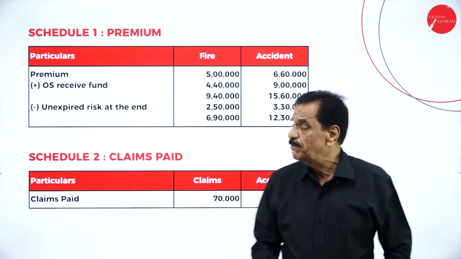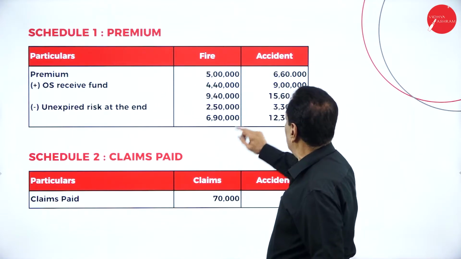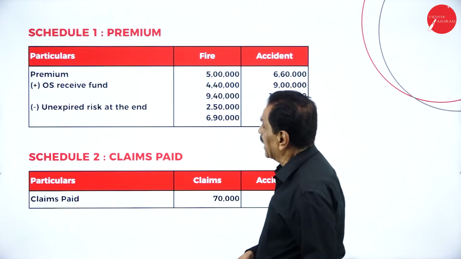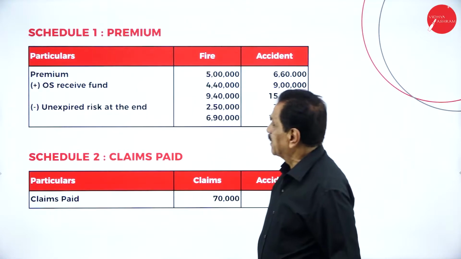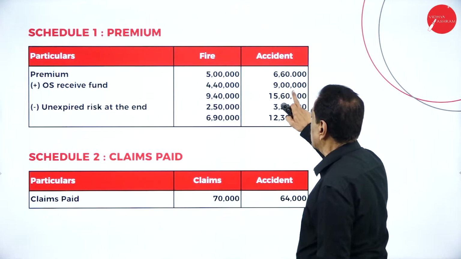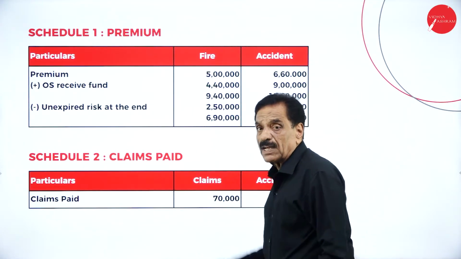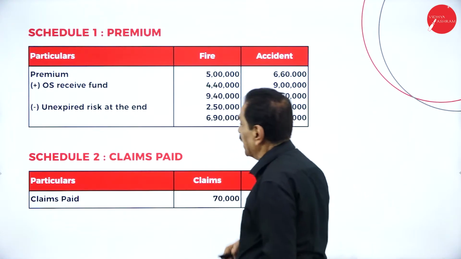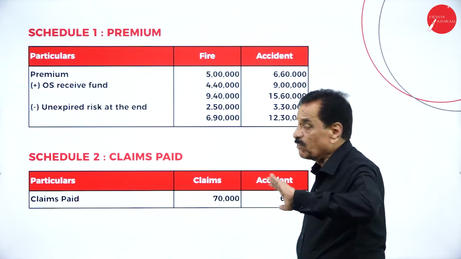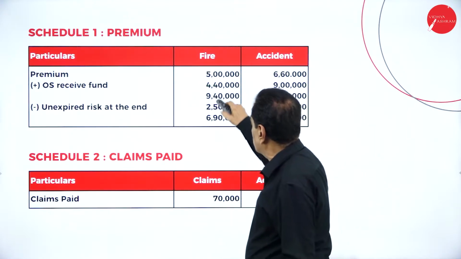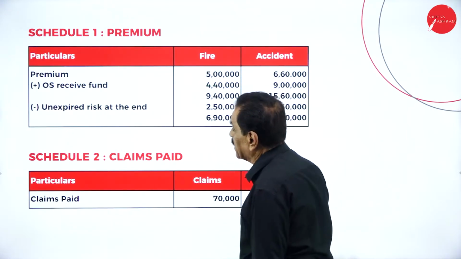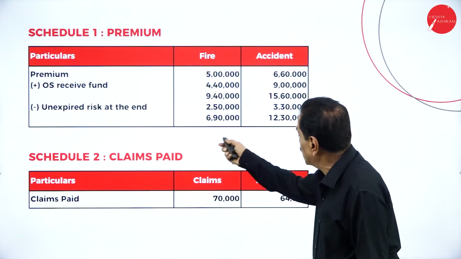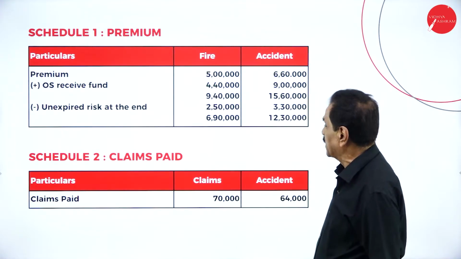I will repeat. The premium received is 5 lakh in case of fire, 6 lakh 60,000 in accident. The outstanding received fund is 4 lakh 40,000. When added, it becomes 9 lakh 40,000 and 15 lakh 60,000. The reserve for unexpired risk is 50% of the premium, 2 lakh 50,000 and 3 lakh 30,000. It works out to 6 lakh 90,000 and 12 lakh 30,000.